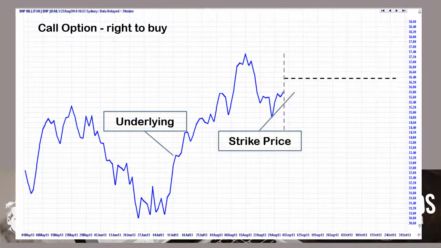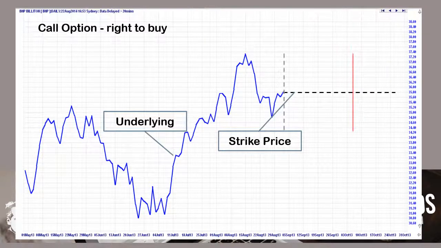Now you can move that up or down in your decision when you buy. We haven't discussed that yet. Don't let that confuse you. It doesn't always have to be a strike price that is exactly where the stock is trading at the moment. But the strike price is the price that you obtain the right to buy the underlying asset for.